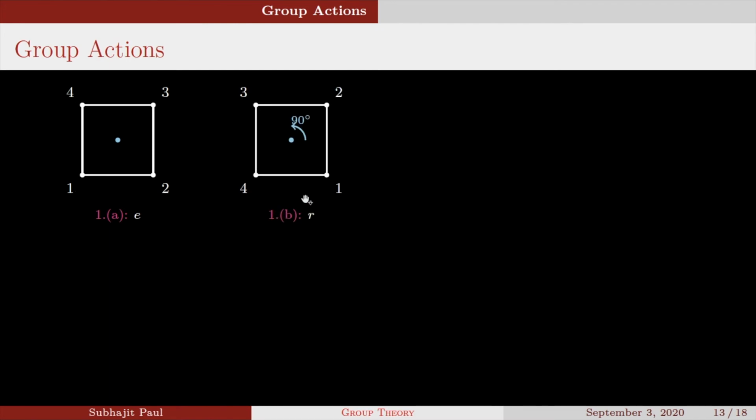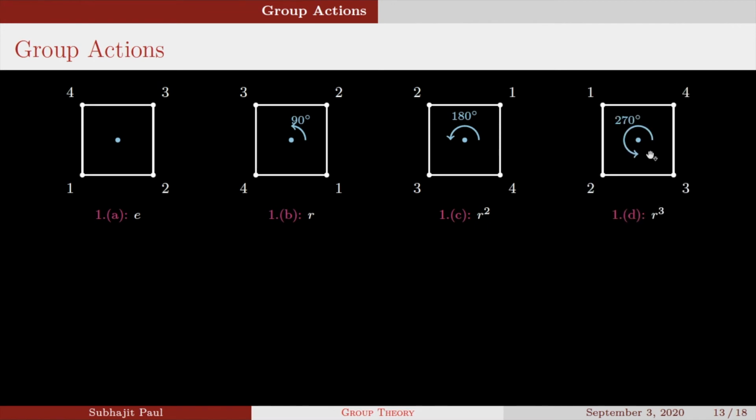Then I do a 90-degree rotation. Everything rotates this way. So 1 comes here, 2 goes here, 3 goes there, 4 comes here. Then I do it once again, 180 degrees, it goes like this. Then 270 degrees, this goes like this. And if I do one more, r to the power 4, then it will come back to E. No doubt about that.